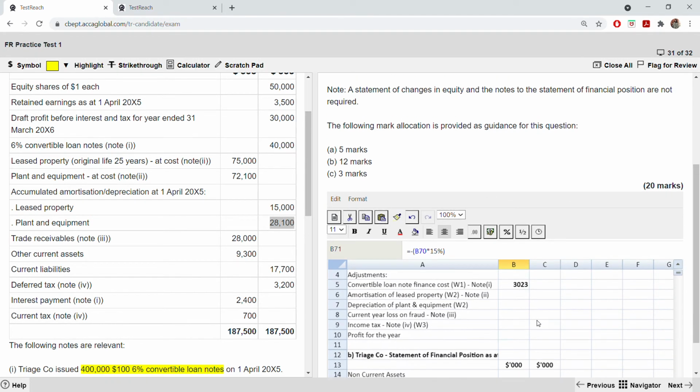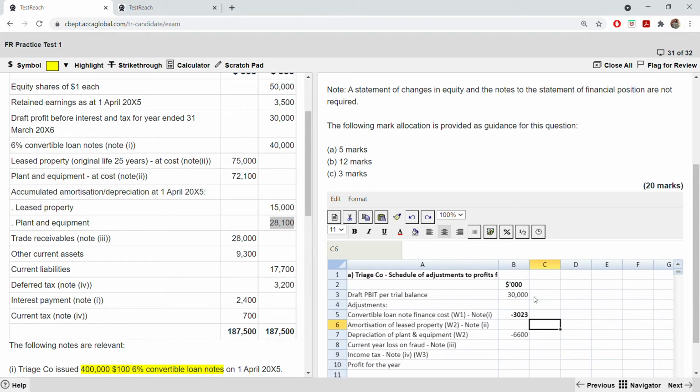First one, part A, depreciation, paste. It will not happen because the formula is there, so undo. Now paste special. It's already values, but again you need to click on it. Minus. Even this convertible loan, even this will be minus. Make sure you put a minus sign in front of it. All this will be minus from 30,000.